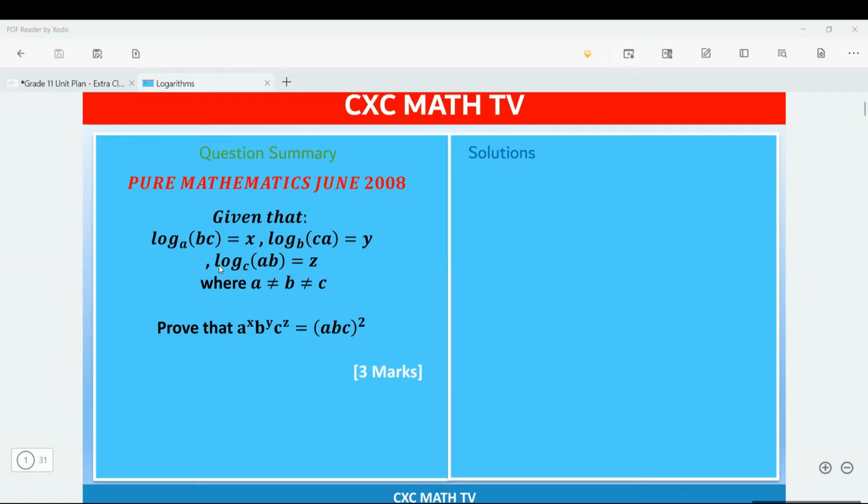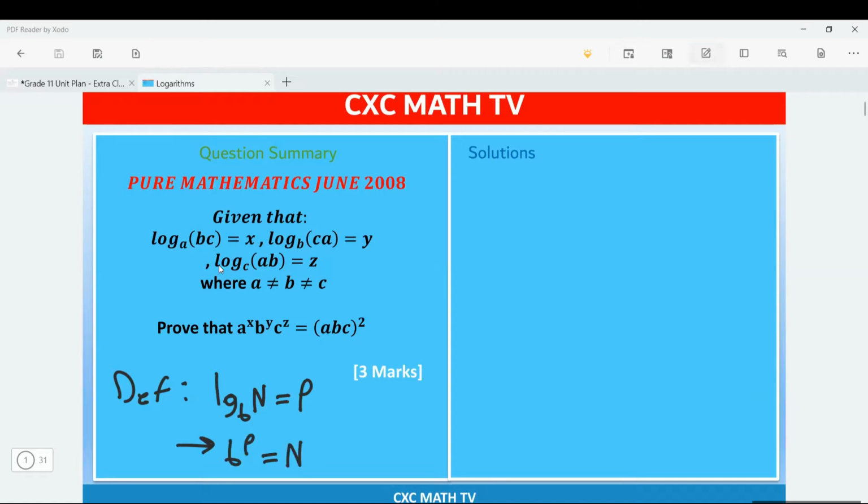So to do this question, we just have to remember the definition of logarithm. Just to write it on the screen, remember the definition states that the log of a base of a number is equal to a power, and then it implies that base to the power is equal to the number.